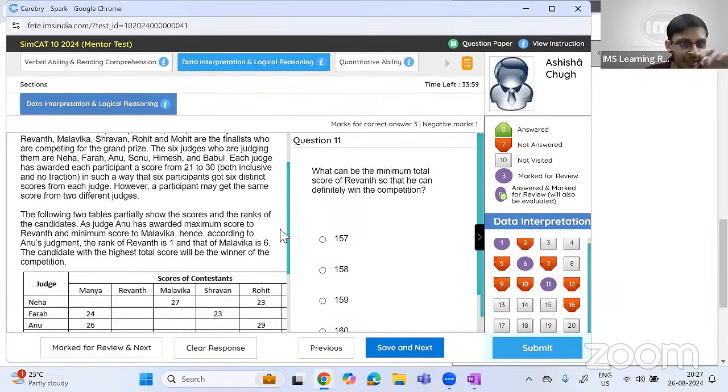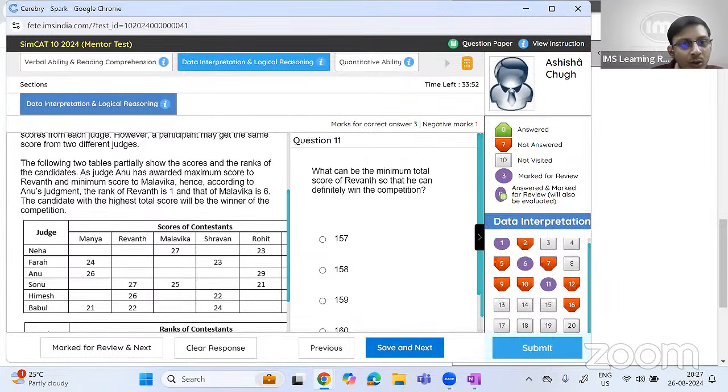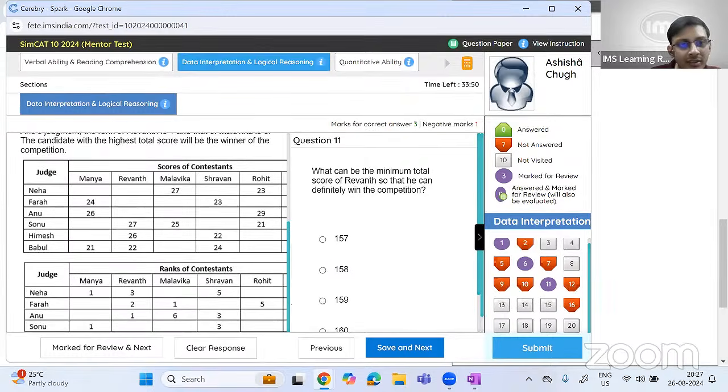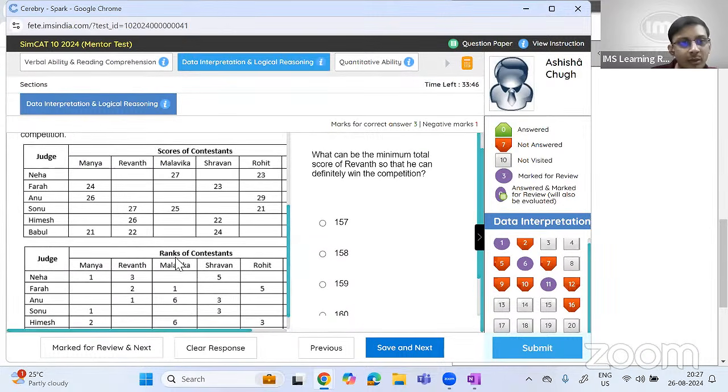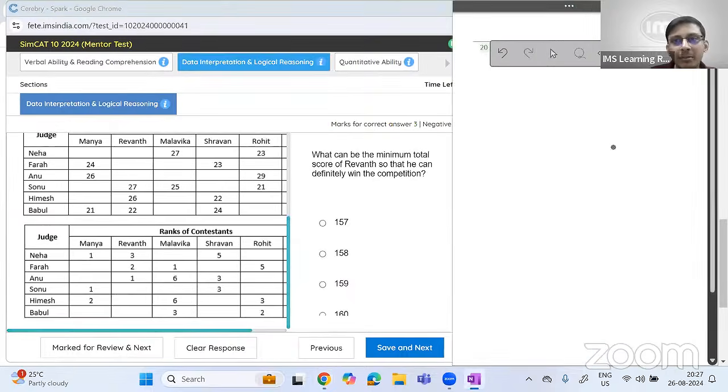Okay, so I have an idea: 6 judges, each judge giving 6 different scores, and scores are from 21 to 30. Now I'll just focus on the tables. I've got an idea about the ranks also. Okay, so I'll try to make the same kind of table, that will be best.